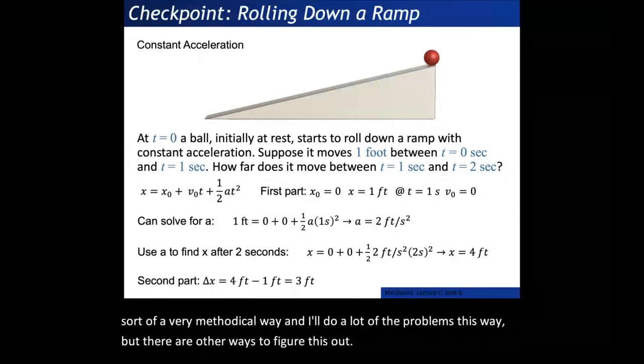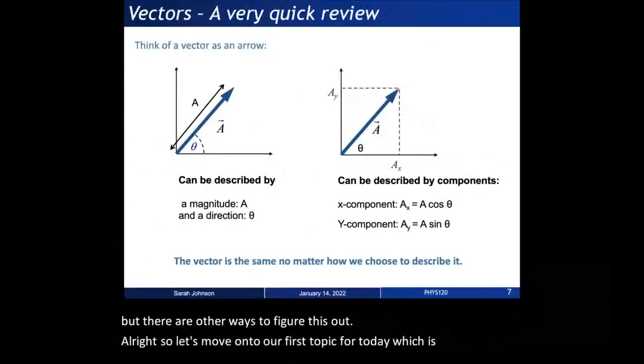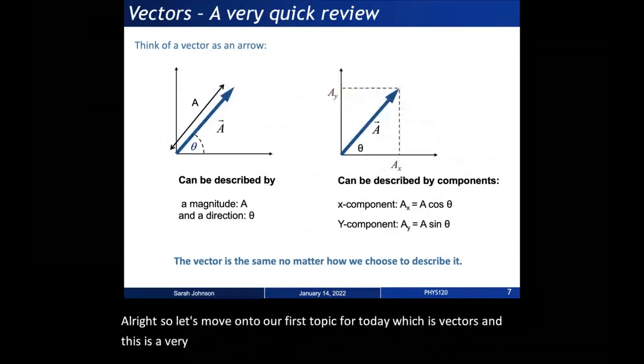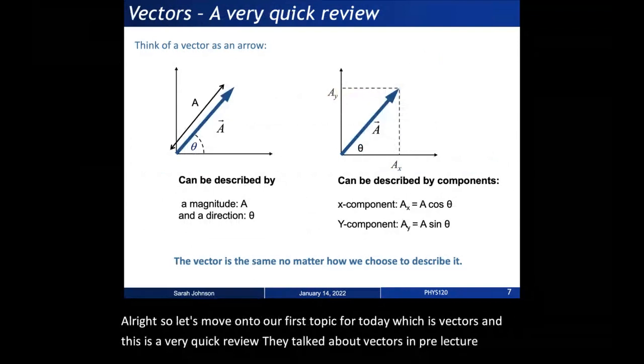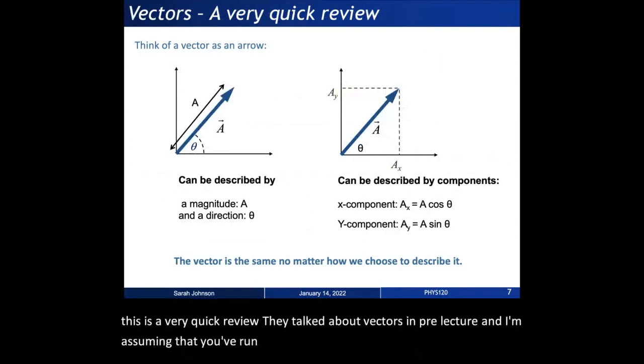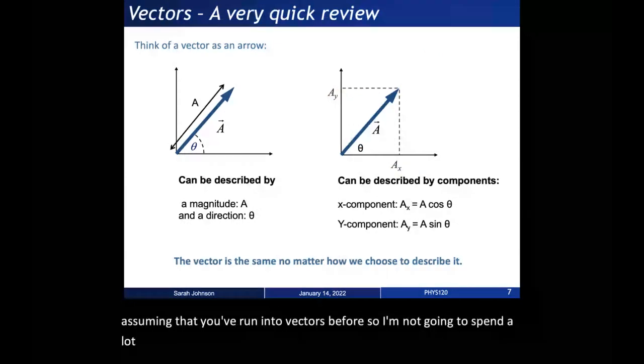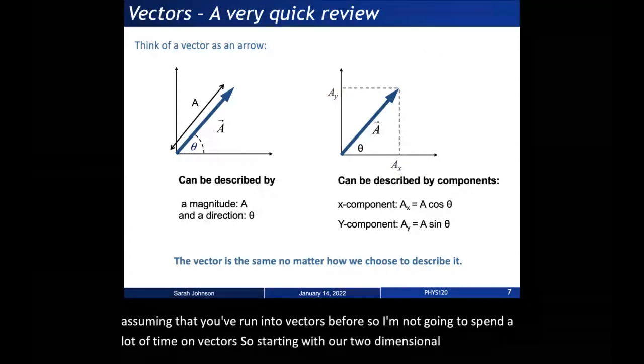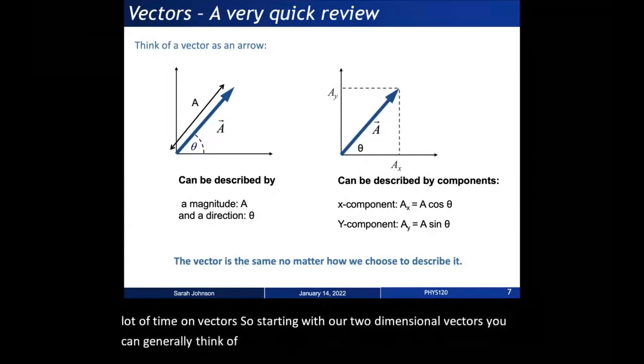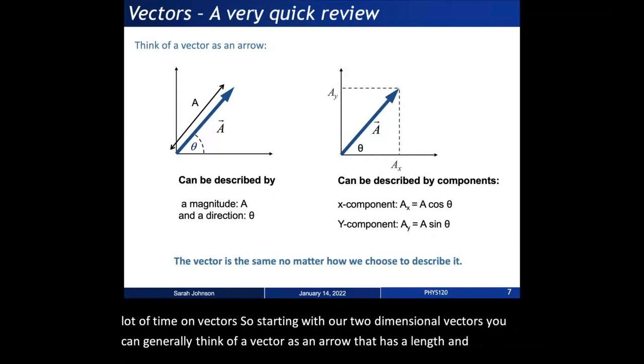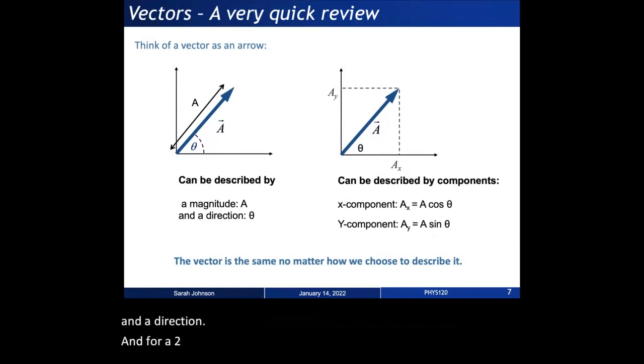All right, so let's move on to our first topic for today, which is vectors. And this is a very quick review. They talked about vectors in the pre-lecture, and I'm assuming that you've run into vectors before, so I'm not going to spend a lot of time on vectors. So starting with our two-dimensional vectors, you can generally think of a vector as an arrow that has a length and a direction.